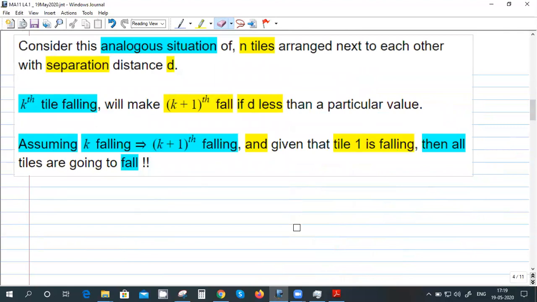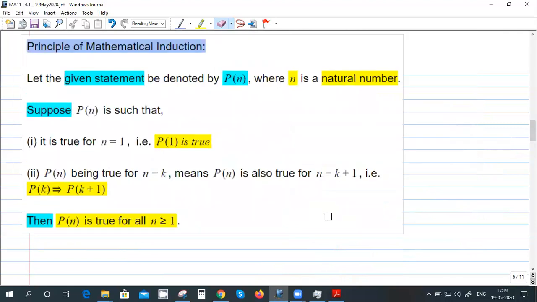So this is what I've written here. This is the principle of mathematical induction. The given statement, instead of s of n, we call it p of n. And we'll check whether it's true for n equal to 1. Check whether p of 1 is true. And then, for n equal to k, you assume it's true, and check whether p of k plus 1 is true. If this is true, it means that p of n is true for all n. That's what I just explained.